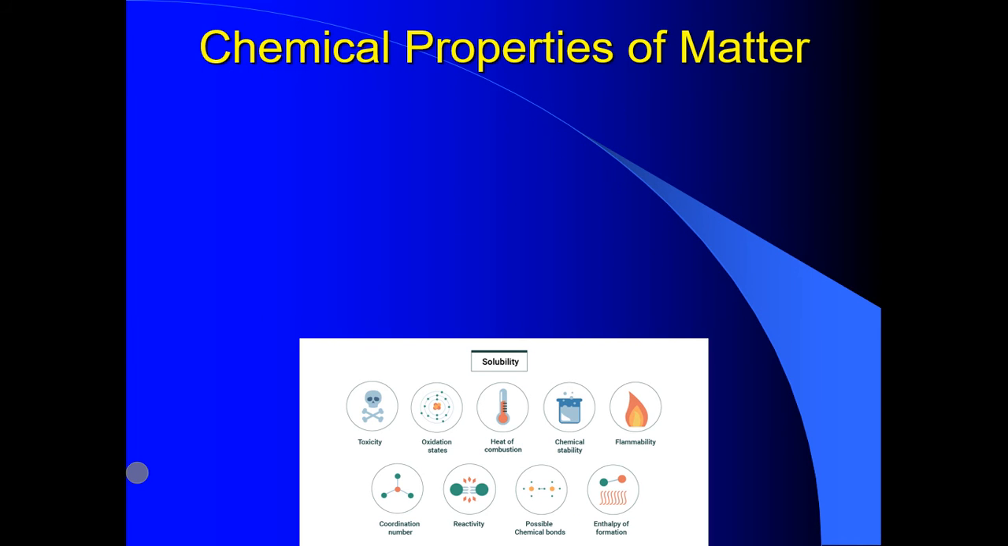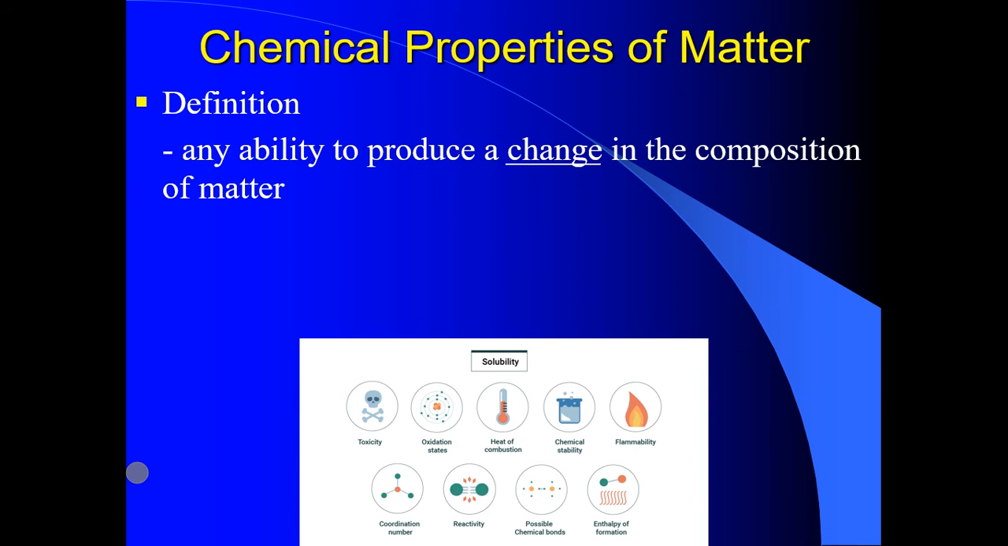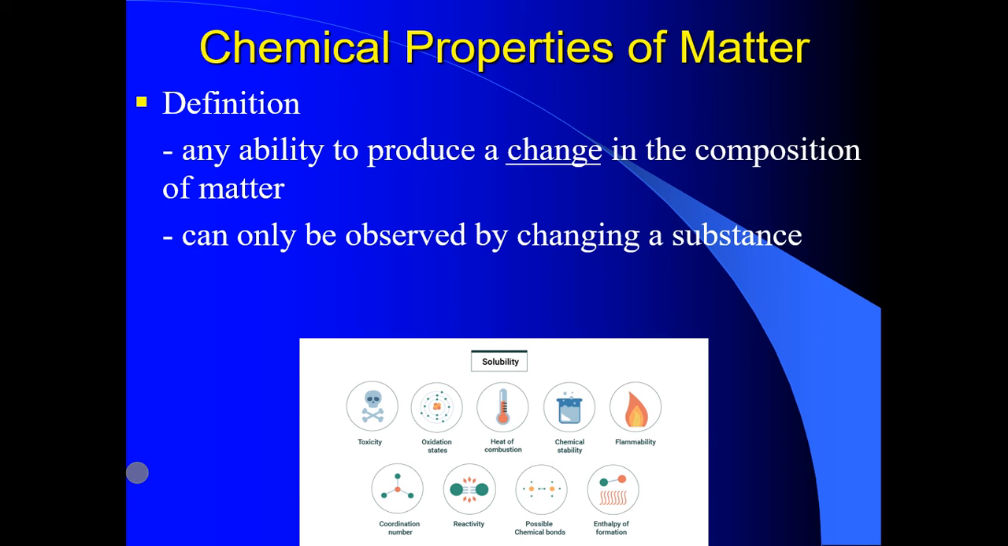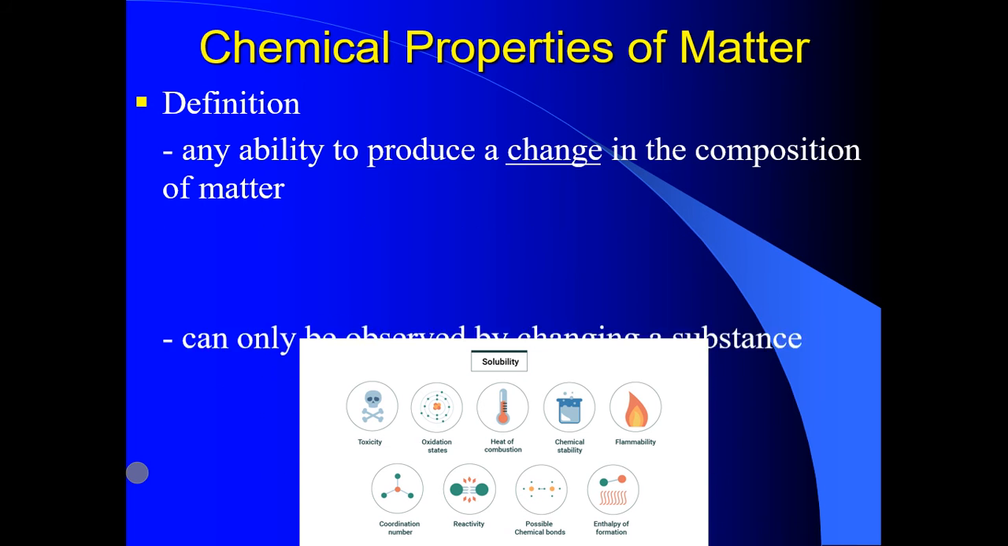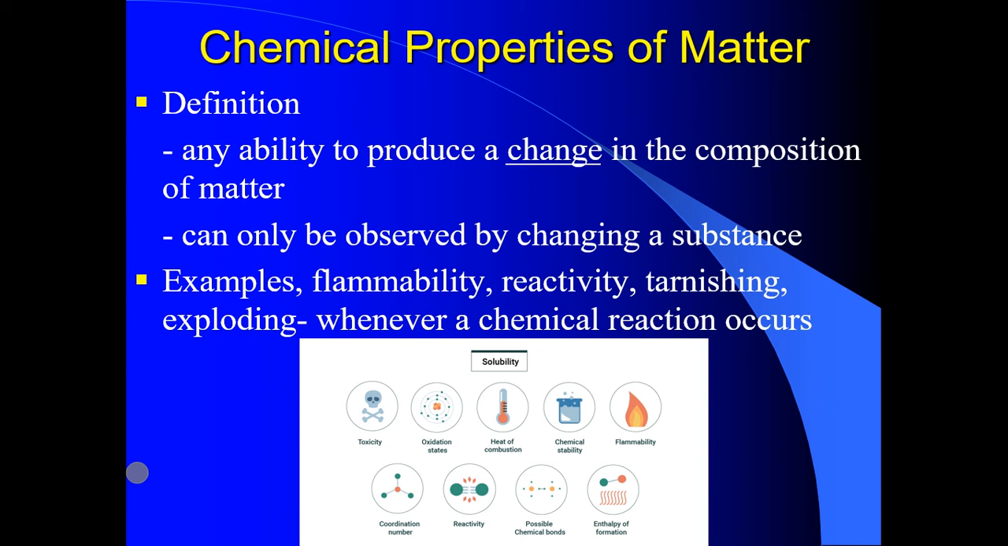Now, on the other hand, there are also chemical properties of matter, which are the measurement of the ability of a certain sample of matter to change its composition. So we can only observe this when we react that substance with something else. So, for example, chemical properties might be an object's flammability or its reactivity, or its ability to tarnish, or its ability to explode. Whenever a chemical reaction occurs, we learn more about the chemical properties of a substance.